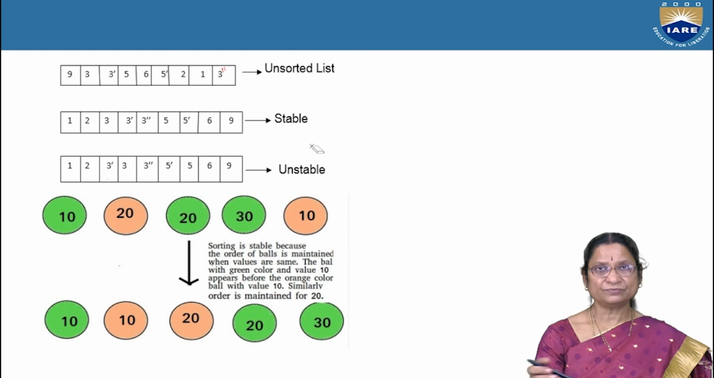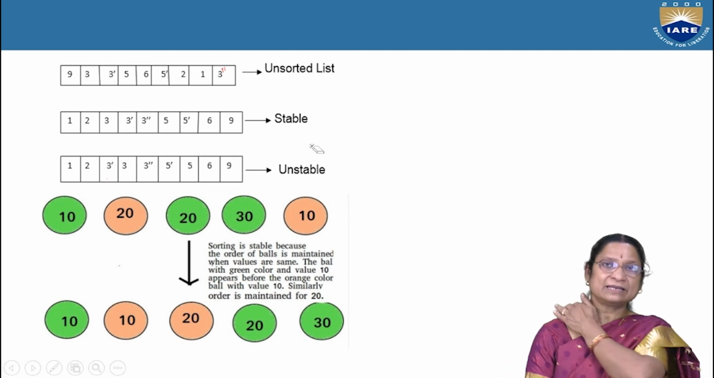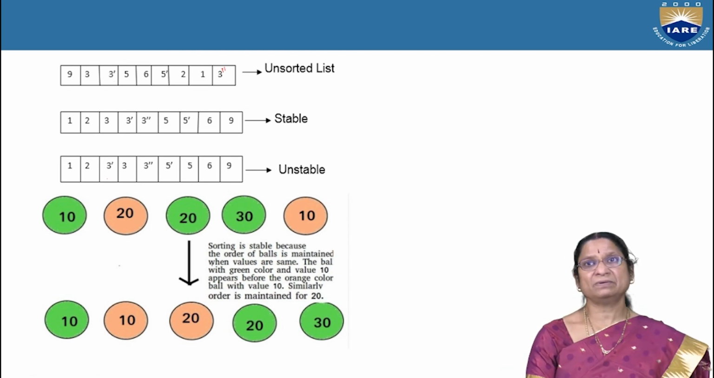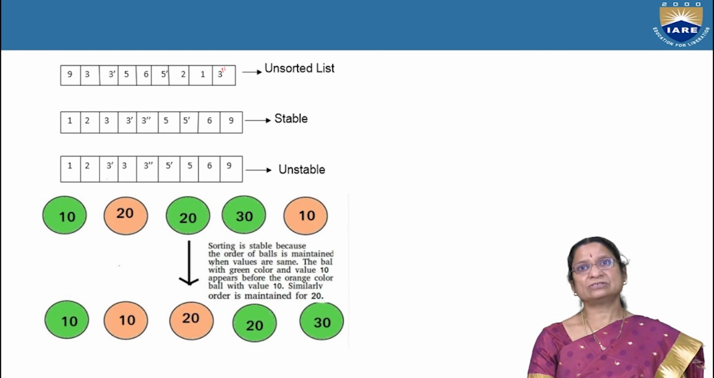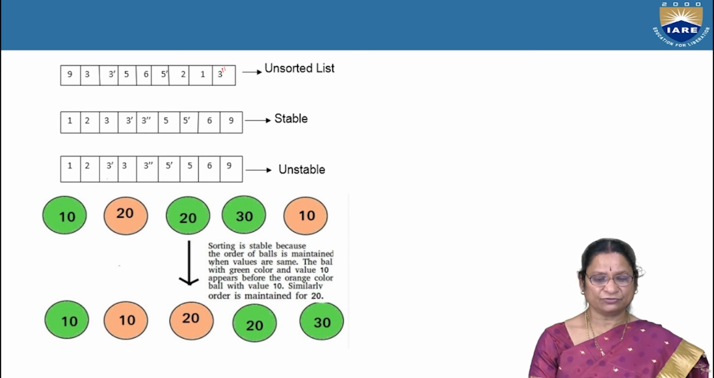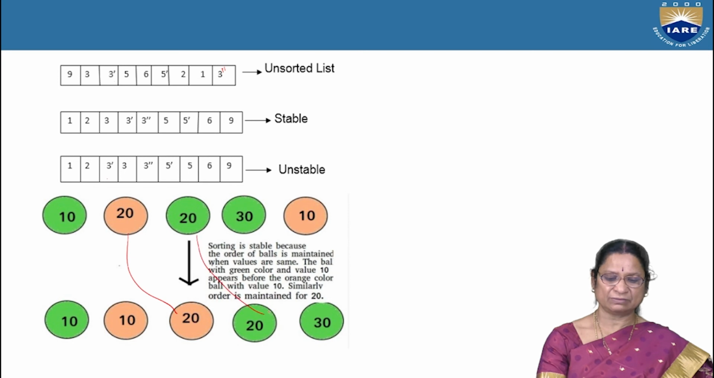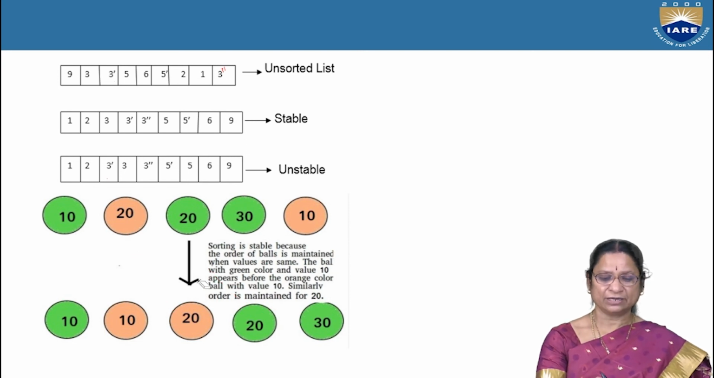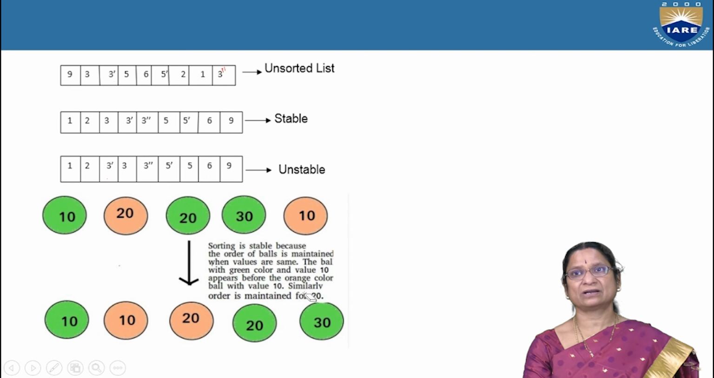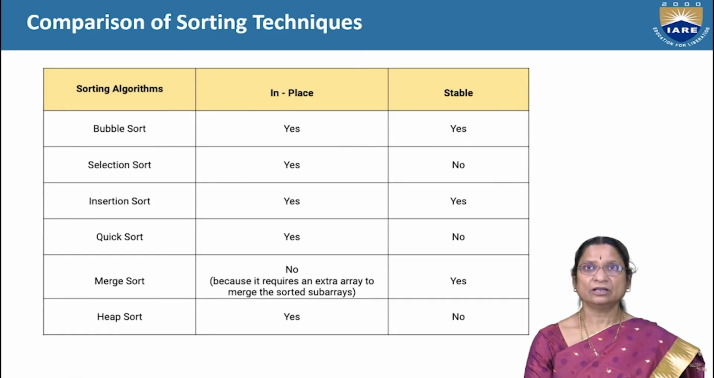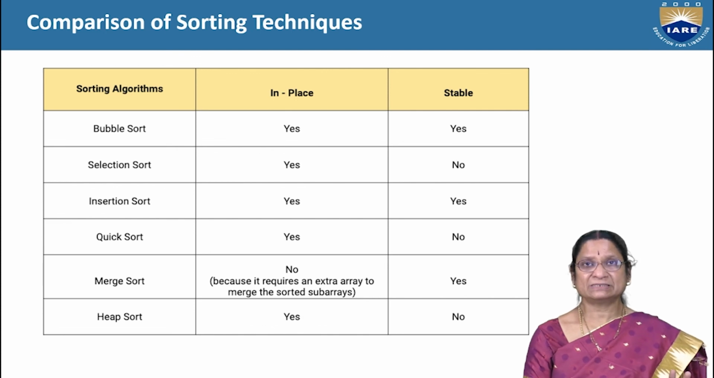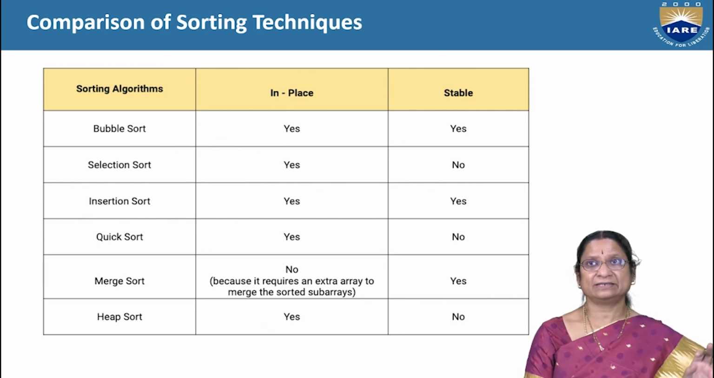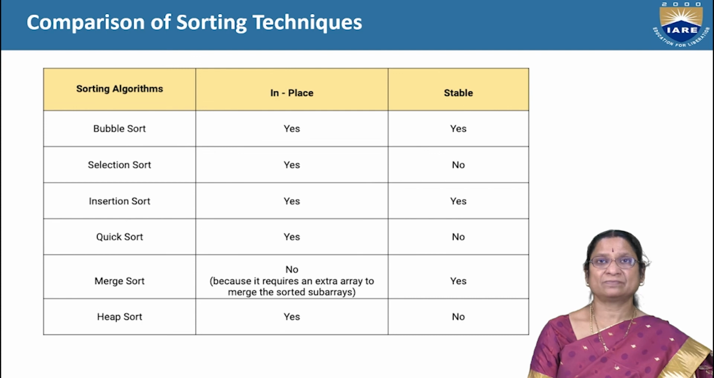In most algorithms where interchanges or swappings are there, this stability can get disturbed. You observe here also some colors: 10, 20, 20, 30. While writing, this 20 will be written first, this 20 will be outputted second. Then we can say it is a stable sorting. So in various sorting techniques where comparisons, replacements and swappings are there, it is not considered a stable sorting.